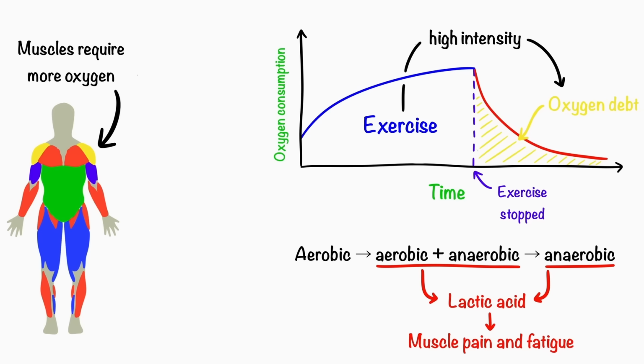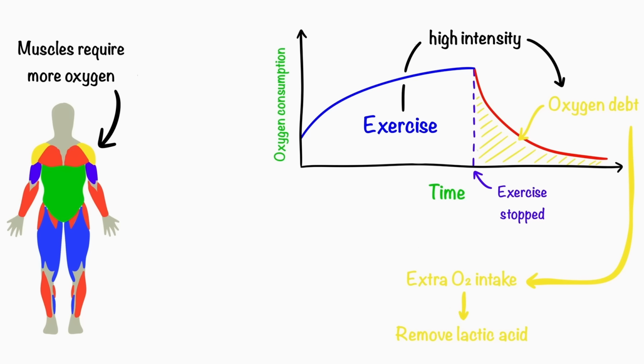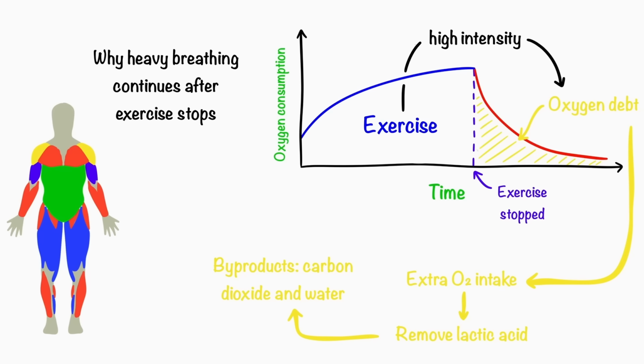After intense exercise involving anaerobic respiration, you'll have what's called an oxygen debt. This is the amount of extra oxygen your body needs to recover after exercise. This oxygen is used to react with the lactic acid that has built up and remove it from the cells. In other words, you need to repay the oxygen that you didn't get while you were exercising intensely. This is why you continue breathing hard for a while after you stop exercising.